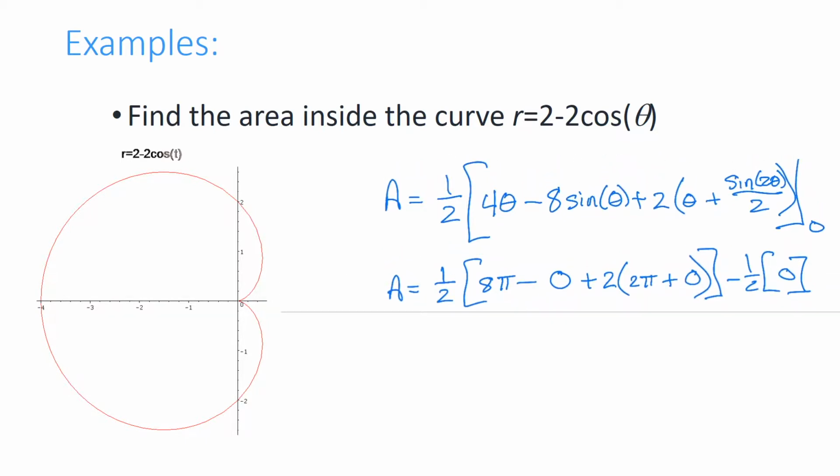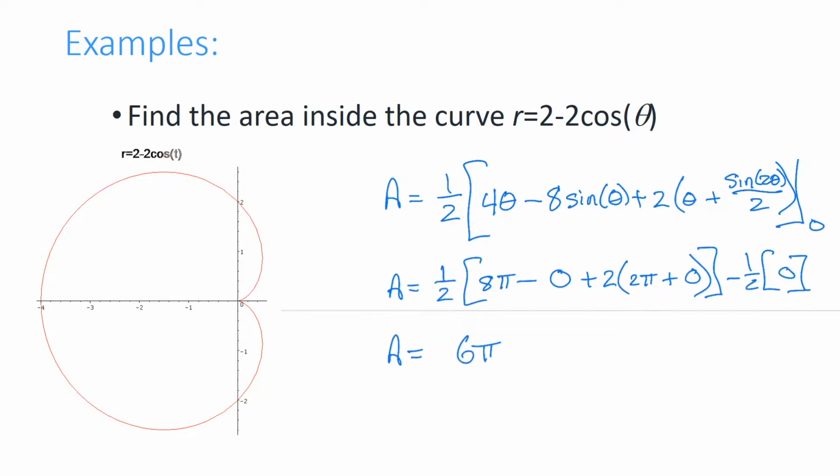At any rate, what are we doing here? We have the area is 1/2 of 12 pi, so that's 6 pi. Boom. All right, so a lot of effort for this particular area. Let's go on to the next problem.